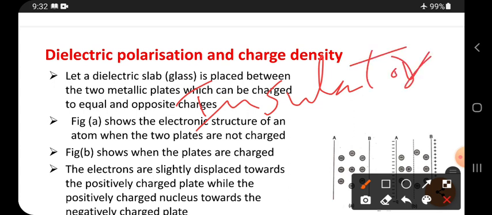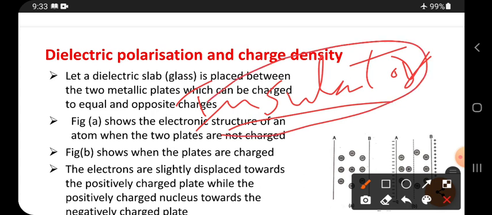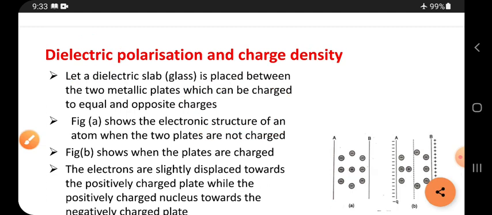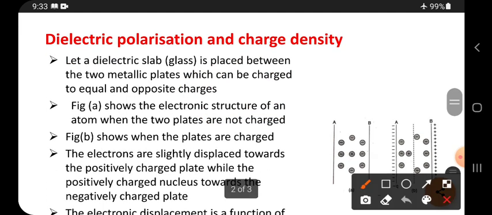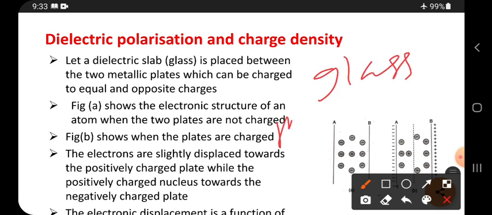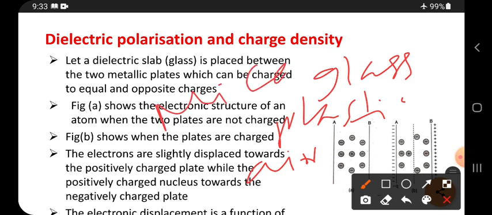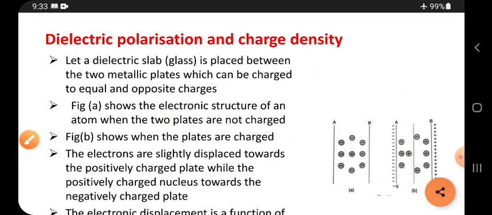So what is the meaning of insulator or bad conductor? A substance which cannot allow electricity through it is called a bad conductor or insulator, and it is also called a dielectric material. Okay, so that is the definition of dielectric material. And there are many examples of dielectrics: glass, plastic, and air is also one type of dielectric material, mica. Okay, so like this many substances are dielectric materials.